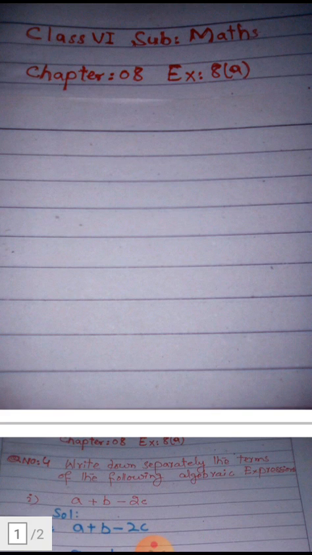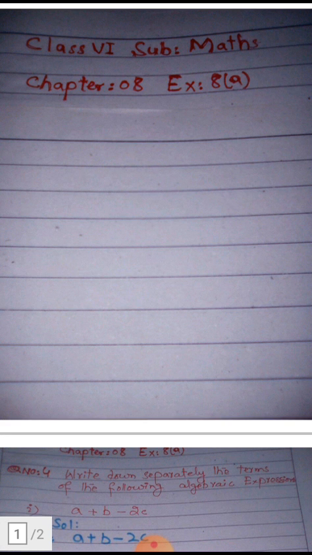Here is your maths teacher, and we are going to discuss some other questions from exercise 8a. So, question number 4 is in front of you. Question number 4 says: write down separately the terms of the following algebraic expressions. Here, some expressions are given in front of you. You have to write the terms of each expression separately.